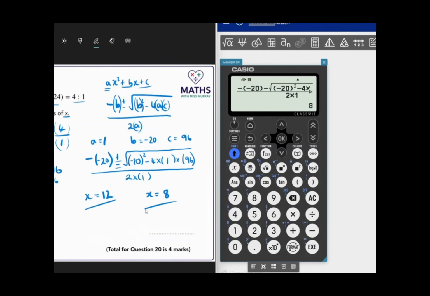So that is it for question 20. You'd have got a mark here for cross multiplying and getting rid of your fractions. Another mark here for equating it to 0, a mark for either factorising or substituting into the quadratic formula, whichever method you used, and then the final mark if you had both of your solutions correct. So that's where your marks would come from.